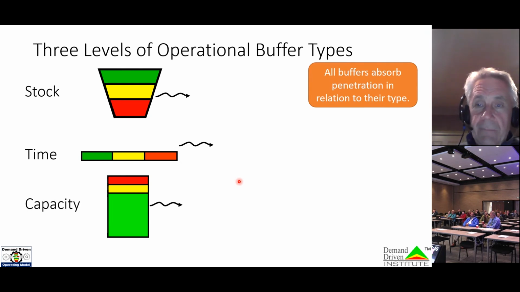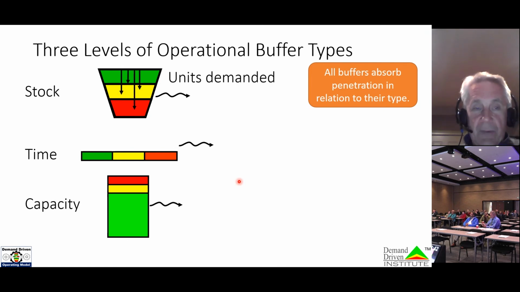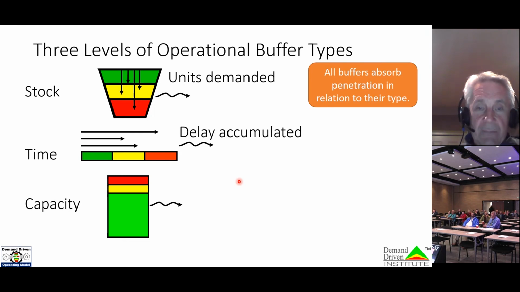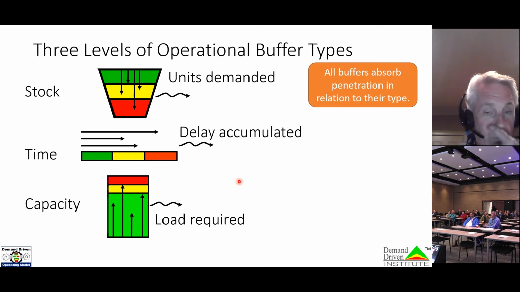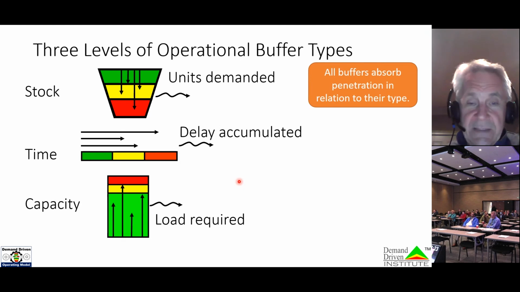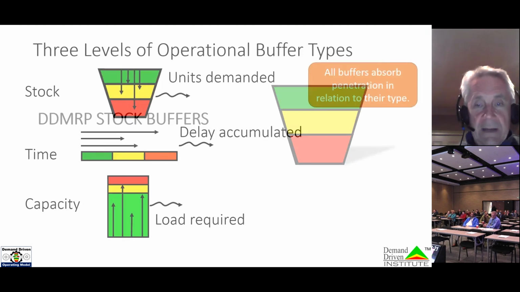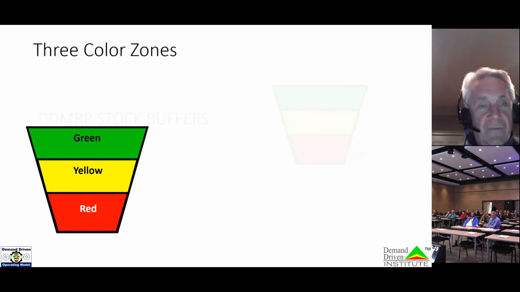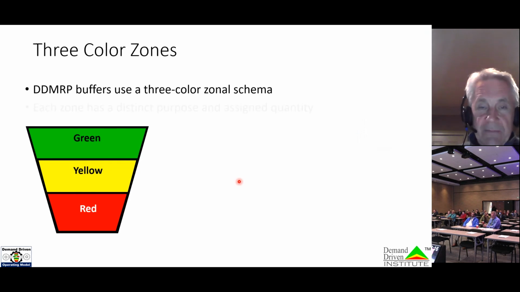Buffers absorb penetration in relation to their type. For stock buffers, it's about the rate of consumption, the units demanded. The time buffers protect us from delays that accumulate in the upstream steps. And capacity buffers help us protect against the variance in load requirement. Because if there is variance in the process flow, we may need sprint capacity to help ensure that we can get back on schedule.